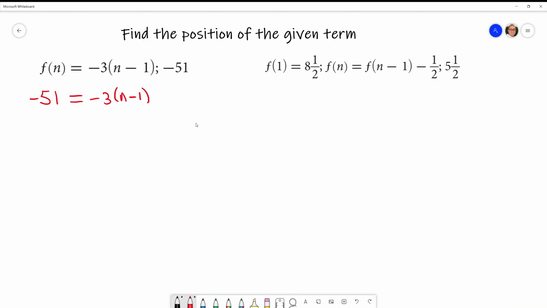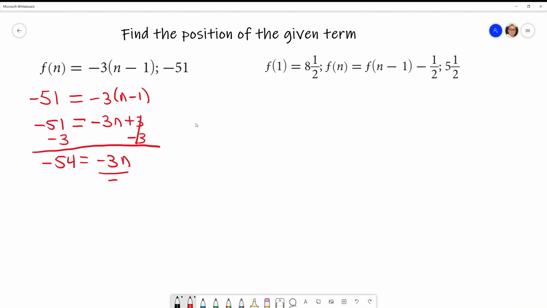So first I need to distribute. So -3 times n, that is -3n. And -3 times -1, that is +3. And I copy down the rest of the equation. Next, I have to subtract 3 from both sides. So I'm going to subtract 3 here. Cancel out here. -51 minus 3, that is -54. Equals -3n. Now finally, I have to divide both sides by -3.